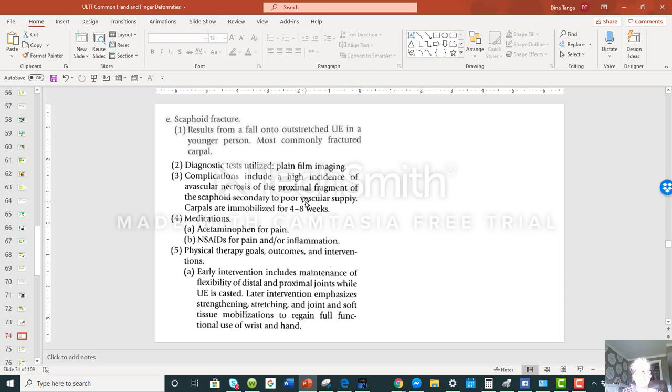Carpals are immobilized for 4 to 8 weeks. Medications, same thing. Physical therapy goals, outcomes. Early intervention includes maintenance of flexibility of distal and proximal joints while upper extremity is casted. Later interventions emphasize strengthening, stretching, joint and soft tissue mobilizations to regain full function use of the wrist and hand.